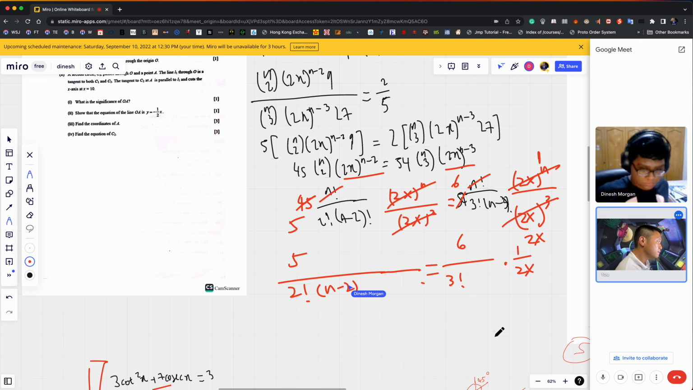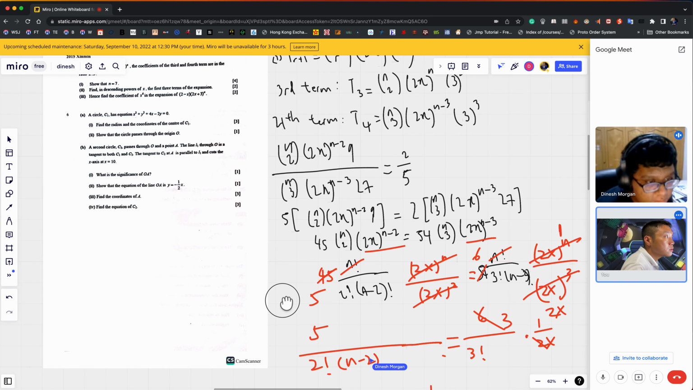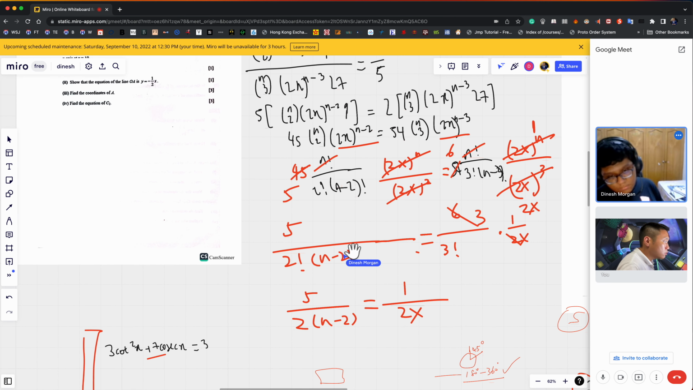Okay, so you continue, so you get 5 over 2 n minus 2, then over here is 3 over 3 times 2 times 1 times your x, so 3 and 3, so it's 1 over 2x, right? Then you continue. What do they want? They want to find n. n equals, how come I still have x here?